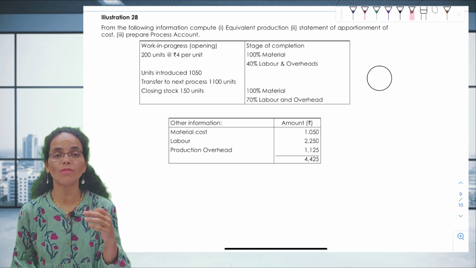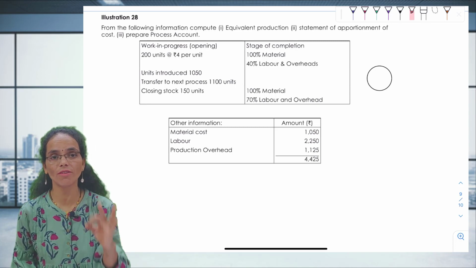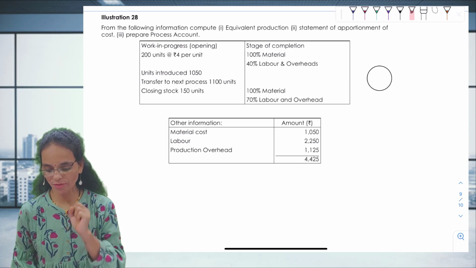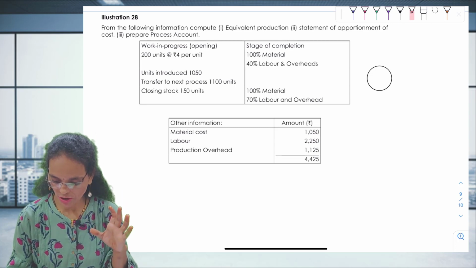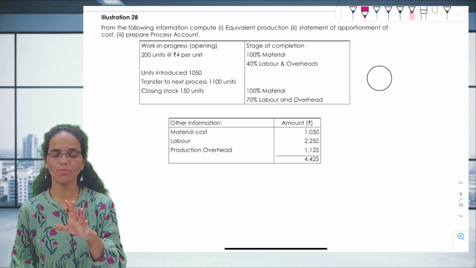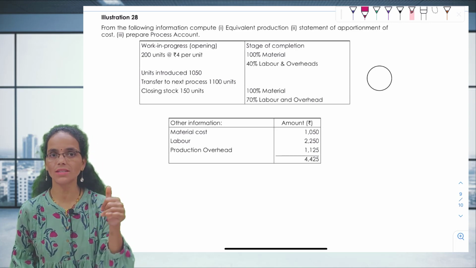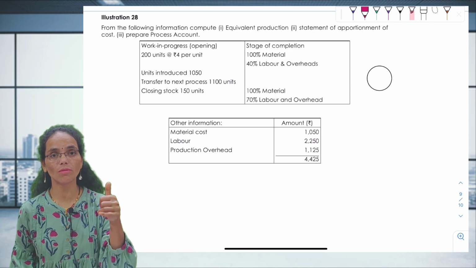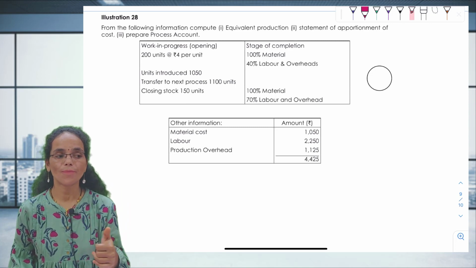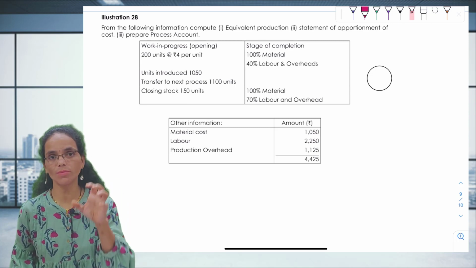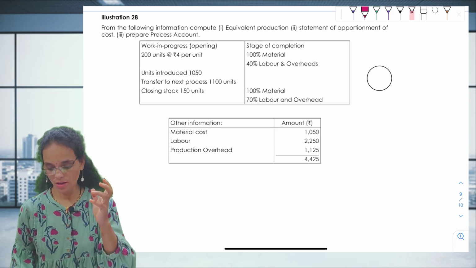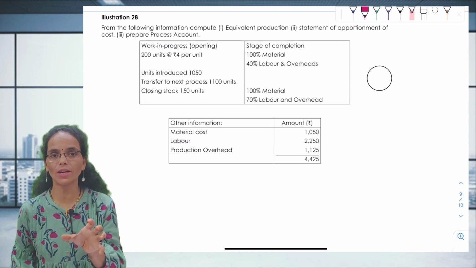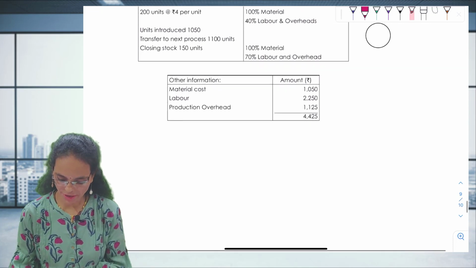See, before solving the problem, we will first understand what equivalent production is. Then the problem will be easy. First we need to understand the concept. So the concept, guys, everyone please pay attention. In the last class I explained the concept of process costing. Here I will be explaining the concept of equivalent production. Right? Please pay attention, everyone.